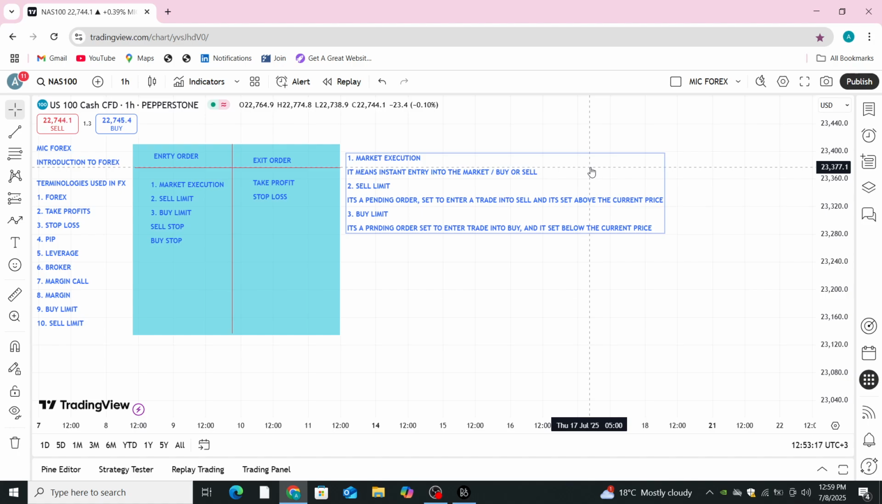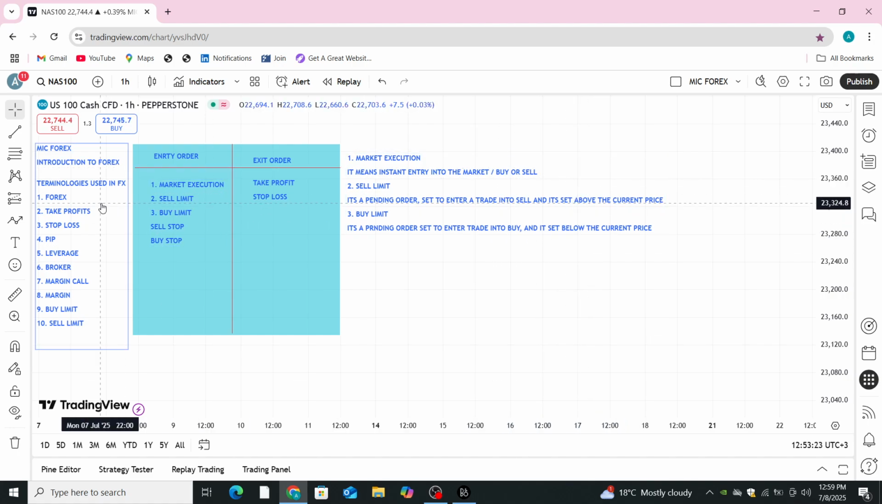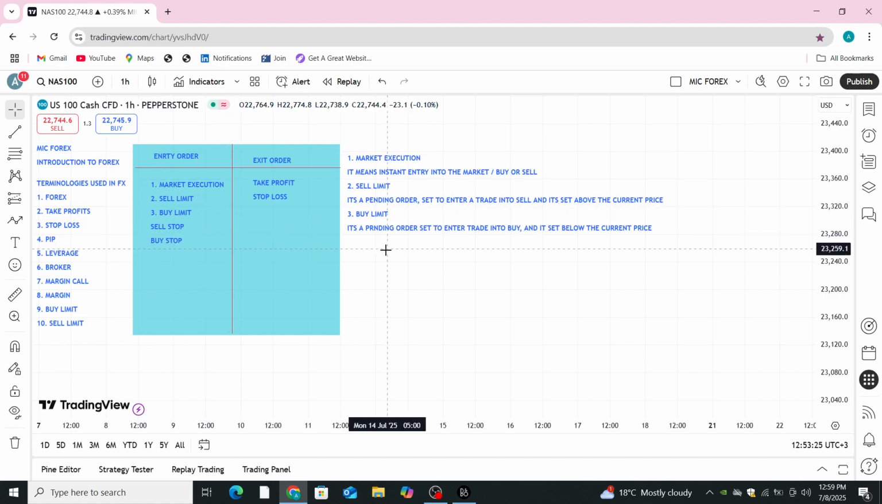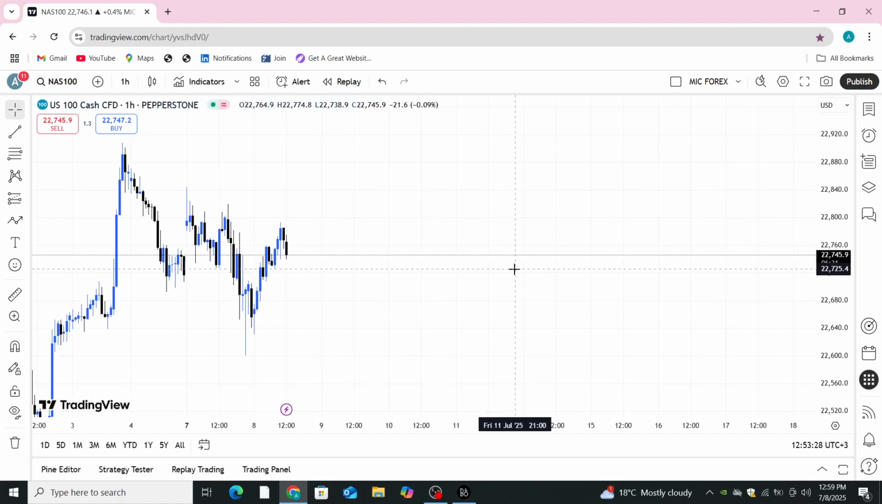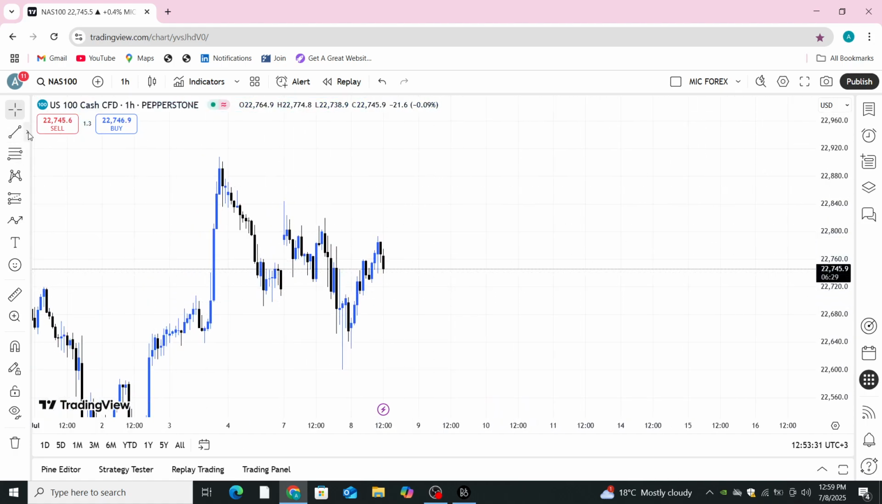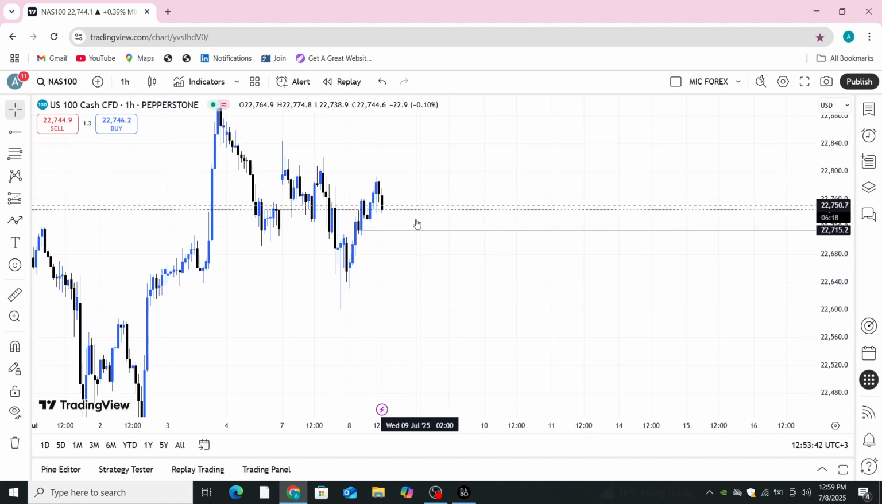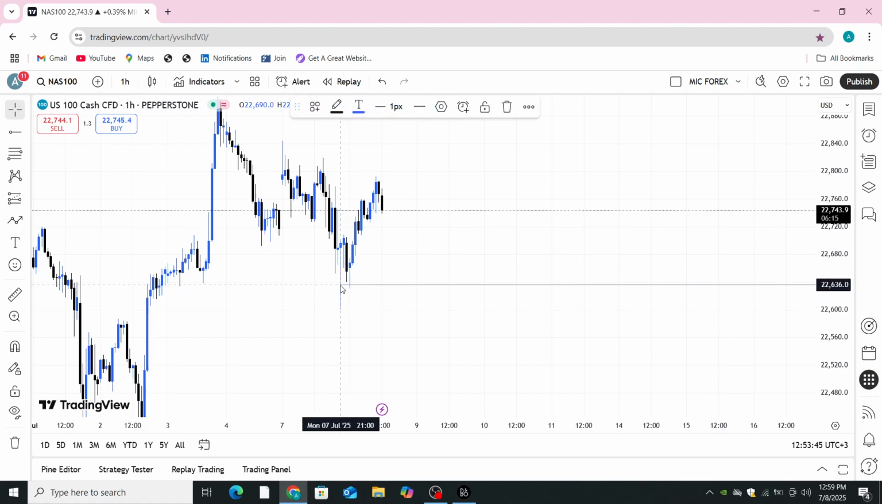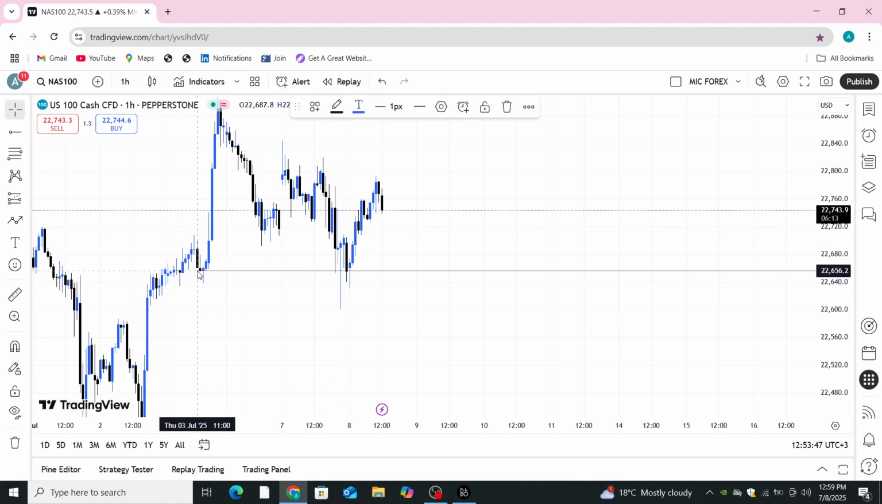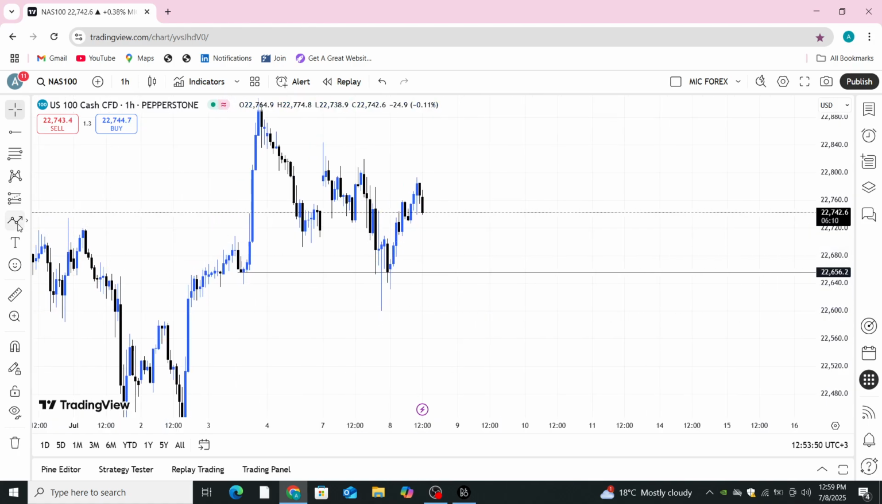Now, sell stop and buy stop. This one is not very commonly used, but I'll describe it for you. If you want to set a sell stop, then you set it at a lower price somewhere here. You are not sure if the price is going to continue selling, but you anticipate that if it breaks a certain zone, let's say that zone, if it breaks that level, then it will continue selling. So you set your sell stop.